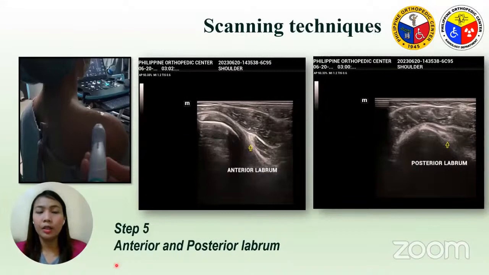Trauma is the most prevalent cause of labral pathologies of the glenohumeral joint. It is essential to visualize the anterior and posterior labrums, as multiple fractures and injuries can occur in this area.